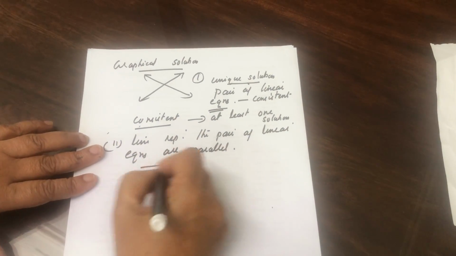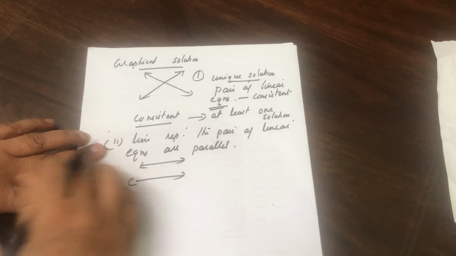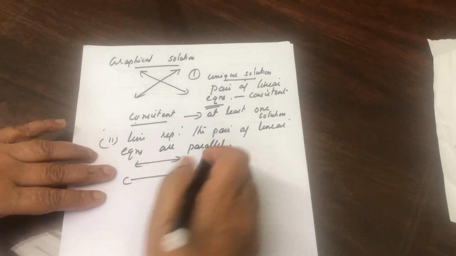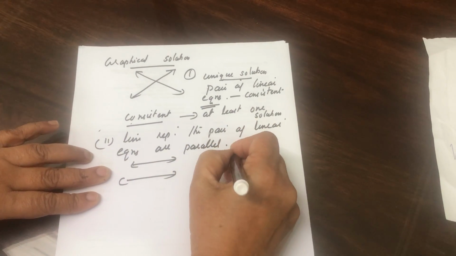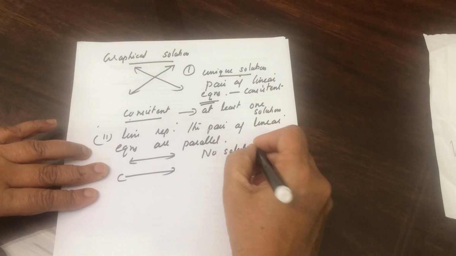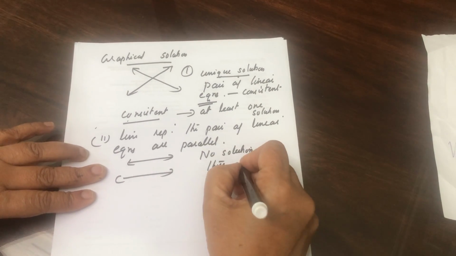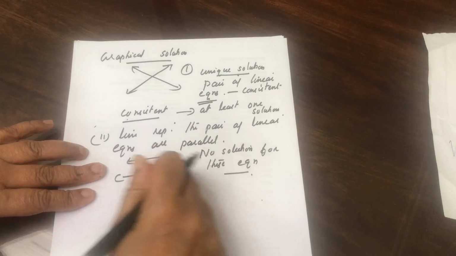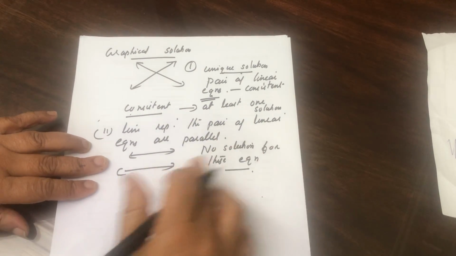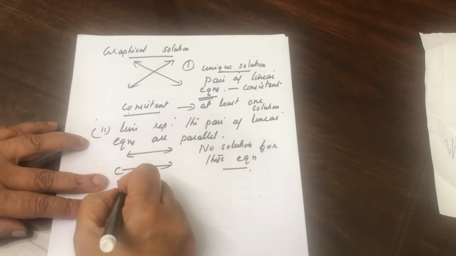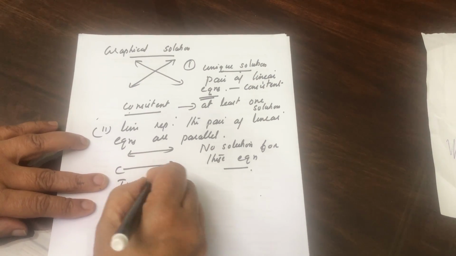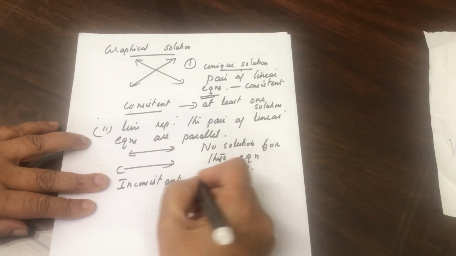So if the lines are parallel, they will not intersect anywhere. Therefore, you can say there is no solution for this equation. There is no common solution for this equation. Then they are said to be inconsistent.